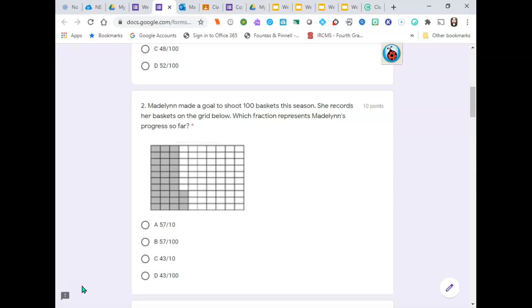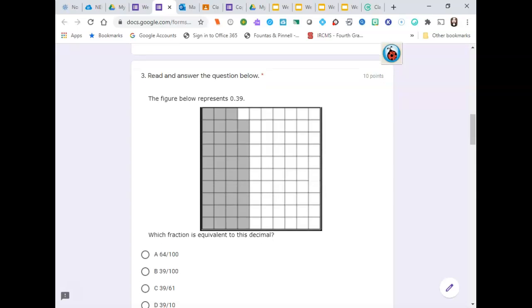Number 2, Madeline has made a goal to shoot 100 baskets this season. She records her baskets on the grid below. Which fraction represents Madeline's progress so far? 57 tenths, 57 hundredths, 43 tenths, 43 hundredths.